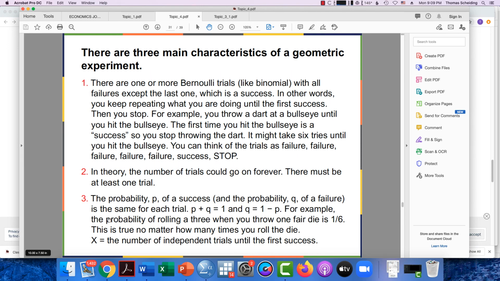All geometric experiments, like the Bernoulli trial, which is essentially a binomial distribution, what you need to do is you need to know that the experiments could be conducted for infinity, but there has to be at least one trial being conducted, that the probability of success is the same each time around, and that if you repeat this, each time the event happens, it does not affect the other times that it's occurring.